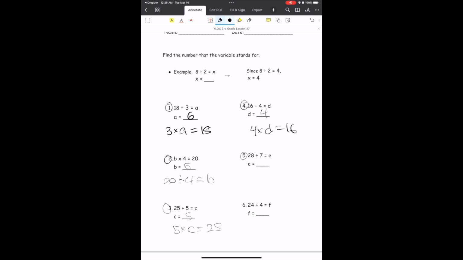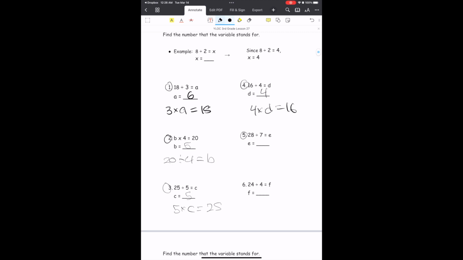5. 28 divided by 7 is equal to E. Well, that's the same as 7 times E is equal to 28. So 7 times 4 is 28, that would be 4. And finally 6. 24 divided by 4 is equal to F. That's the same as 4 times F is equal to 24. And we all know 4 times 6 is equal to 24, so F would be 6.